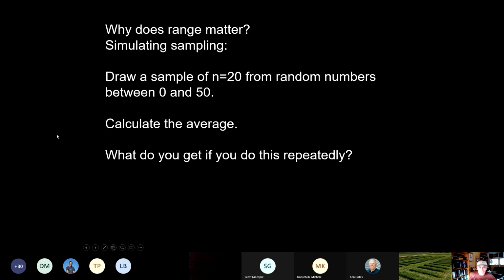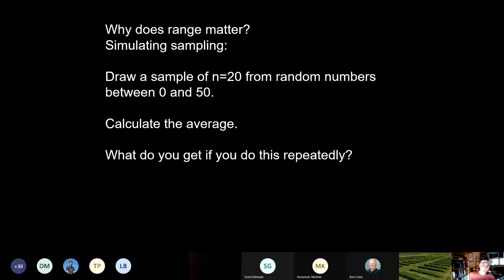Now, why does range matter? I just want to talk about numbers here for a minute. I don't want to get started on it too far. I could talk on it all day, but it does matter a great deal. Why is that? Well, if you take even random numbers, if you do insect counts, that's basically the same. You could do that, but you could even just take random numbers and calculate the average.